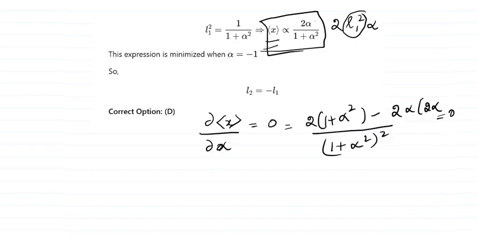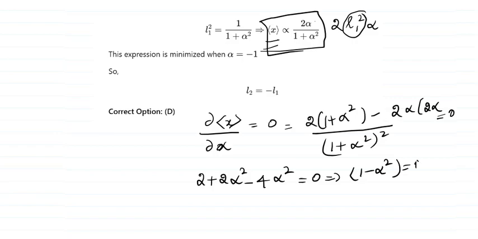We are having 2 plus 2 alpha square minus 4 alpha square equal to 0. Which gives 1 minus alpha square equal to 0. From this, alpha equal to plus or minus 1. So we are having two values for alpha.